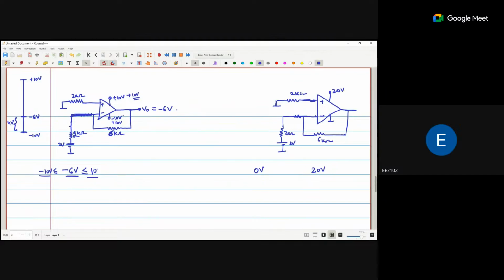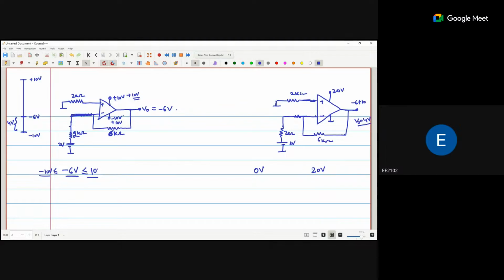Okay, so if I increase my supply voltage by 10 volts, I have to increase my output voltage also by 10 volts. So minus 6 is the previous output, I add plus 10 volt. That means I am getting V out is 4 volt. I am getting now V out is 4 volt.